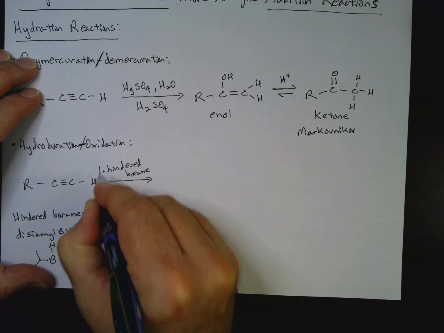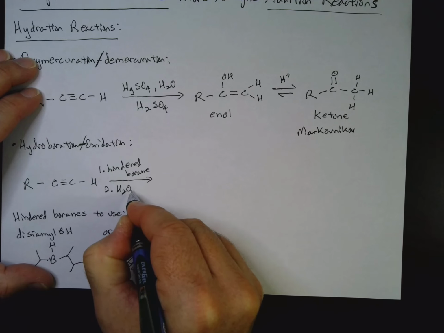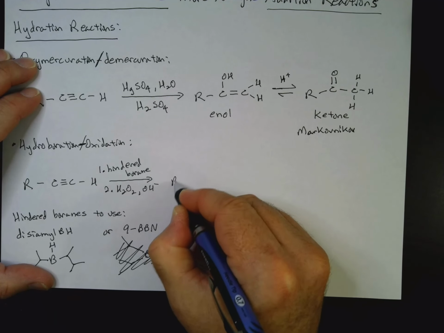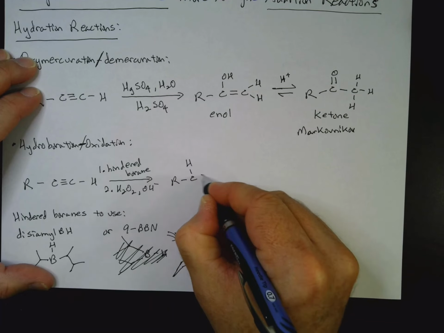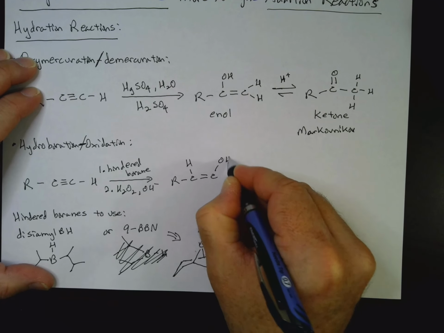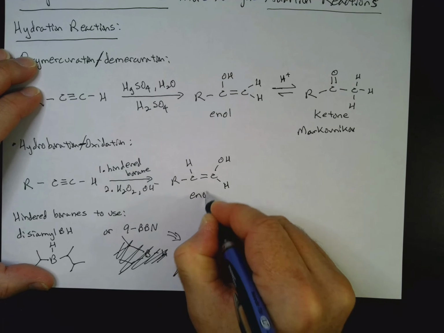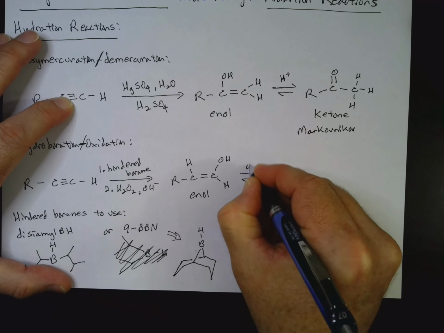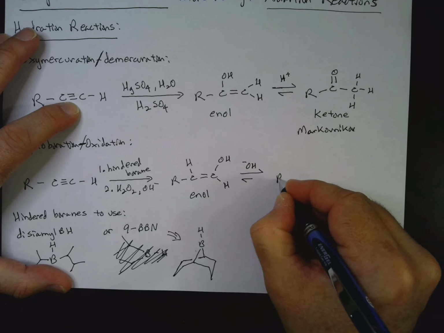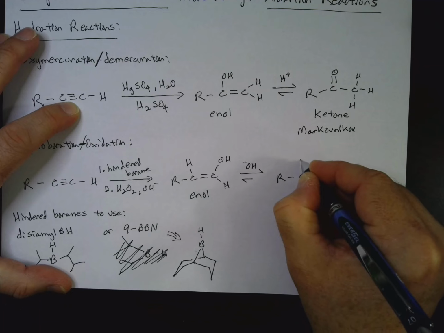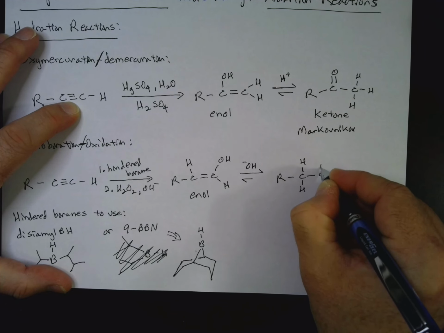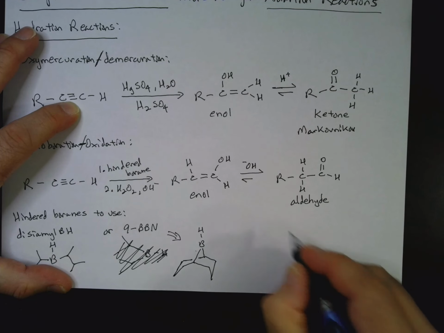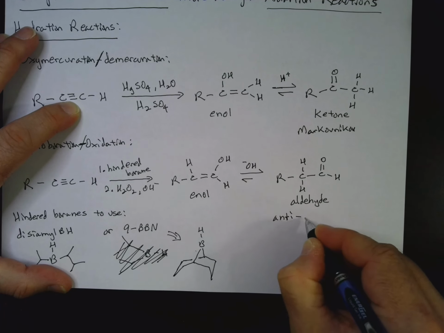And so we'll use a hindered borane, and then we'll go ahead and oxidize with H2O2 and OH minus. And that gives us now our enol. But notice it is an anti-Markovnikov addition. And then in the presence of OH minus, we will go ahead and get our aldehyde. And again, this is anti-Markovnikov.